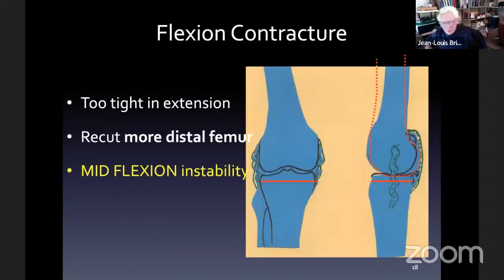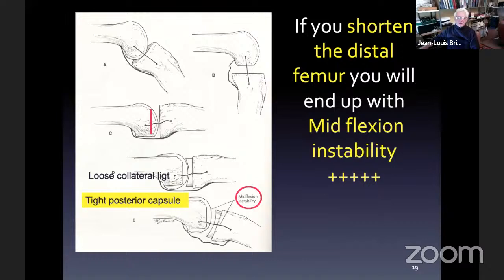Okay, if you have contraction of the posterior capsule, it's sometimes difficult to recognize it in revision. So they find that the knee was too tight in extension. Well, we resect more bone distally, and we end up with mid flexion instability. Go ahead, next. Yeah, because the stability in extension is given by the posterior capsule, but you see the collateral ligament is loose. So as soon as you bend, you have mid flexion instability.